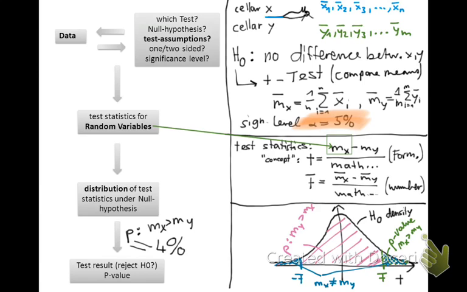If I would have a significance level of 1%, let's say, then this would not be enough. Then I would need a p-value that is lower than 1% in order to reject the null hypothesis and say, for my personal definition now, there is a significant increase of mouse tail length from cellar X towards cellar Y.